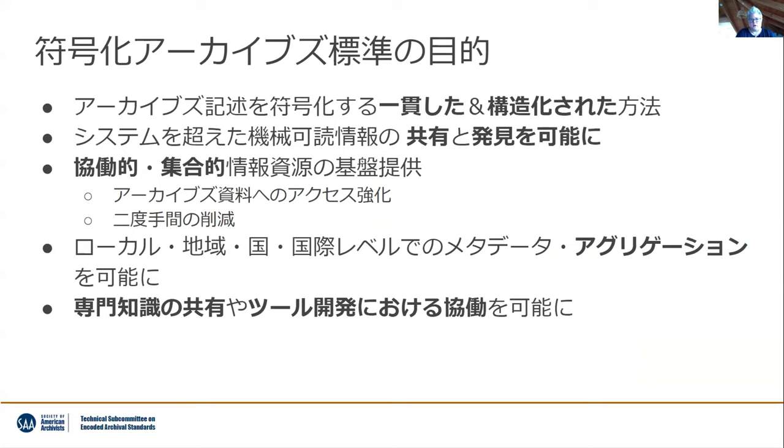The purpose of these Encoded Archival Standards is similar to the purpose that I mentioned earlier for the descriptive standards of ICA. So essentially what they provide you with is a consistent and structured way to encode archival descriptions, thereby enabling the sharing and discoverability of machine-readable information across systems. So again, this can be within your own organization, but it can also be in a sharing environment. So essentially, these standards provide you with building blocks, so to say, for collaborative collective resources.